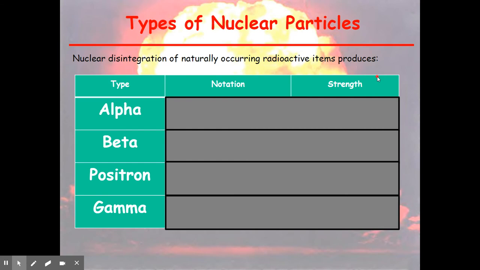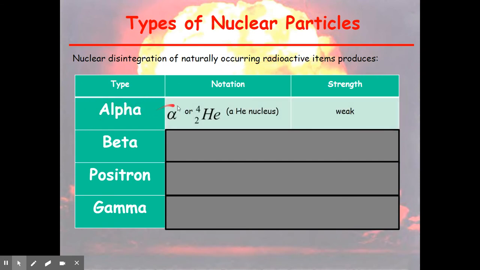Or conversely, what stops it is more important, probably, is what we want to talk about. So an alpha particle's notation is either an alpha symbol, which I call a squished fish, or a 4/2 He, or you could write 4/2 alpha as well. Now remember what these numbers mean. The bottom number is always the number of protons, or the atomic number. The top number is the mass number, which is the sum of the protons and neutrons.